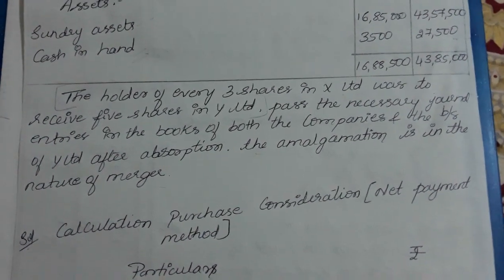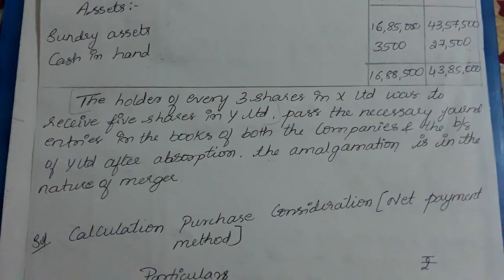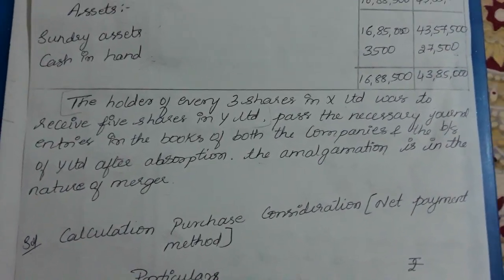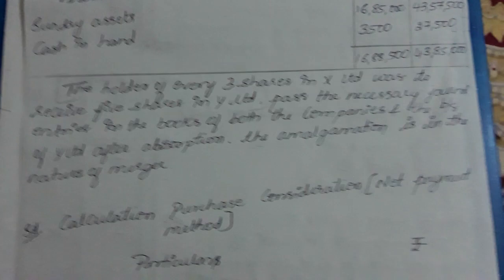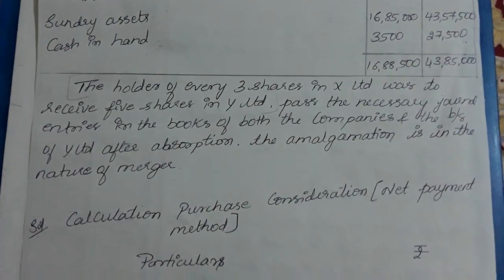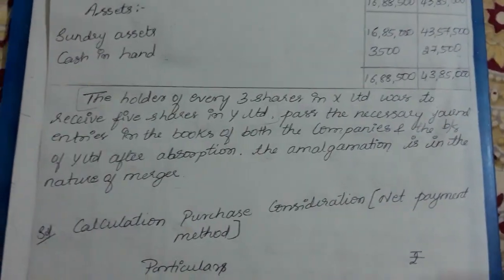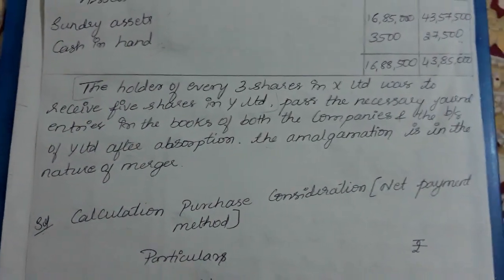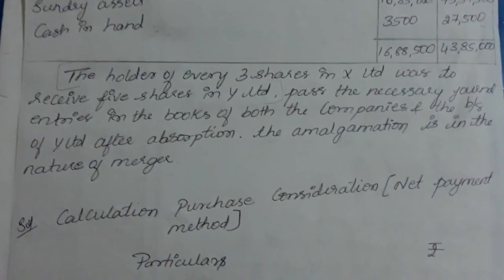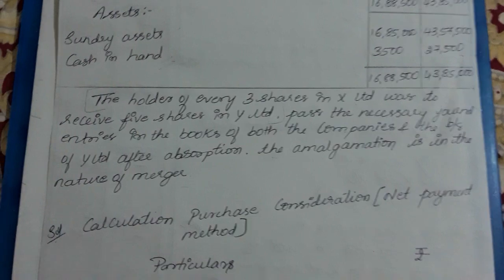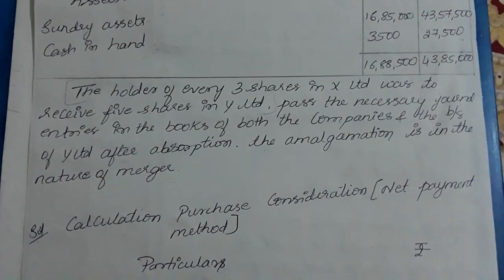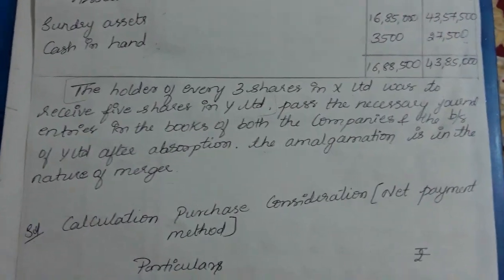So two conditions have already been satisfied, and the last condition was regarding the continuation of the business. Here they don't mention anything regarding the continuation of business, so it is assumed they are continuing the business. So in the amalgamation in the nature of merger, all the conditions have been satisfied.